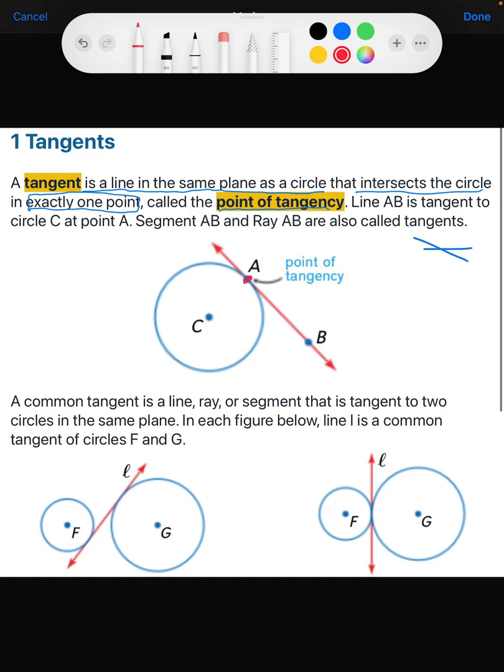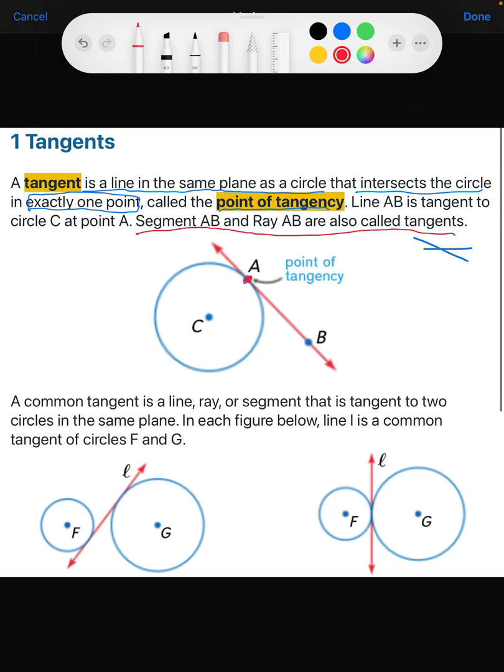Segment AB and ray AB are also called tangents. So it doesn't matter if we're talking about the line, which goes both directions, a segment, which has two endpoints, or if we're talking about a ray. If they go through the point of tangency, then they're going to be called a tangent. So segment AB and ray AB are also tangents in addition to the line AB.